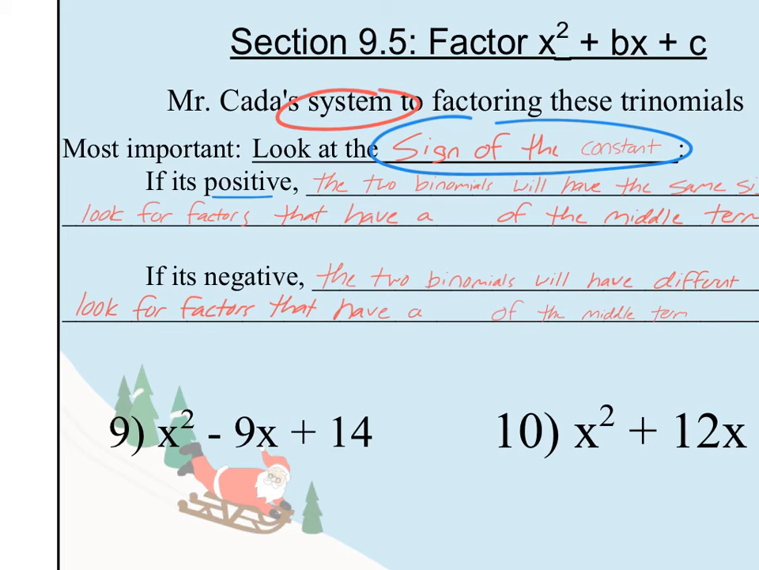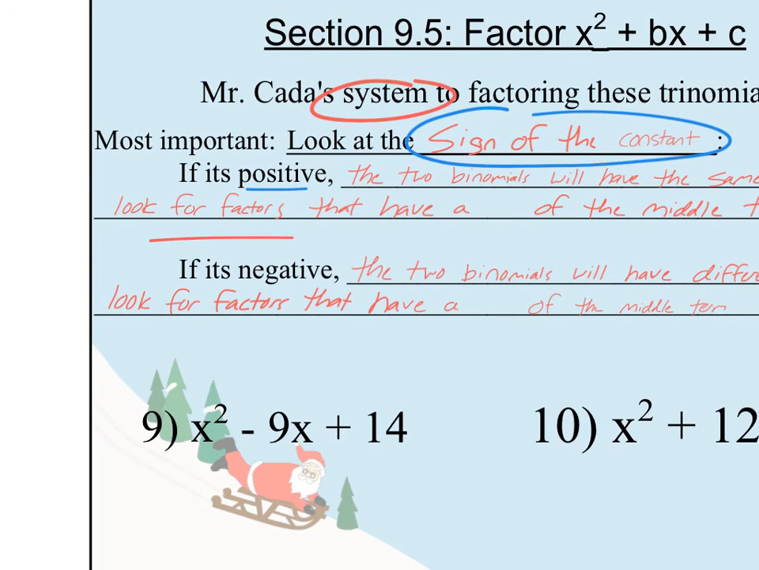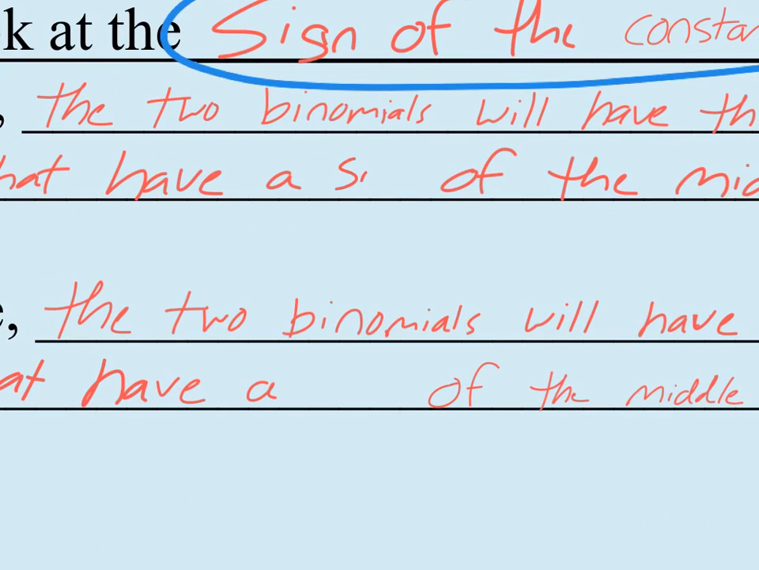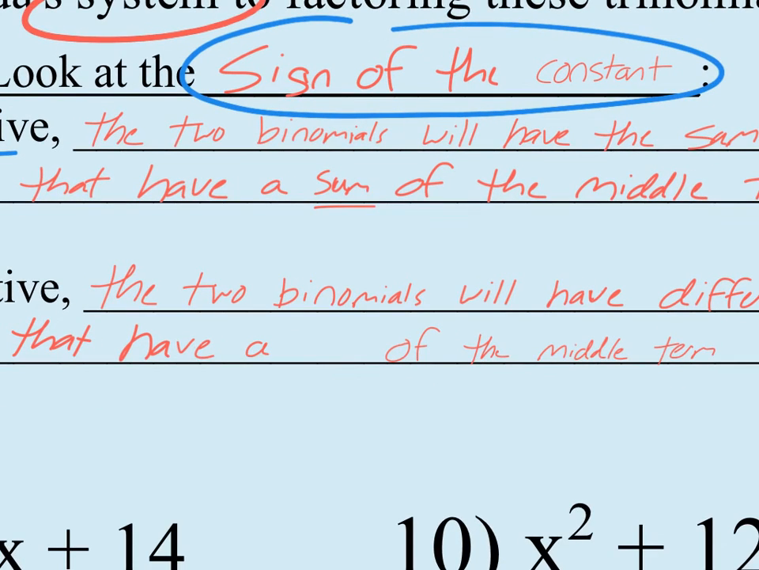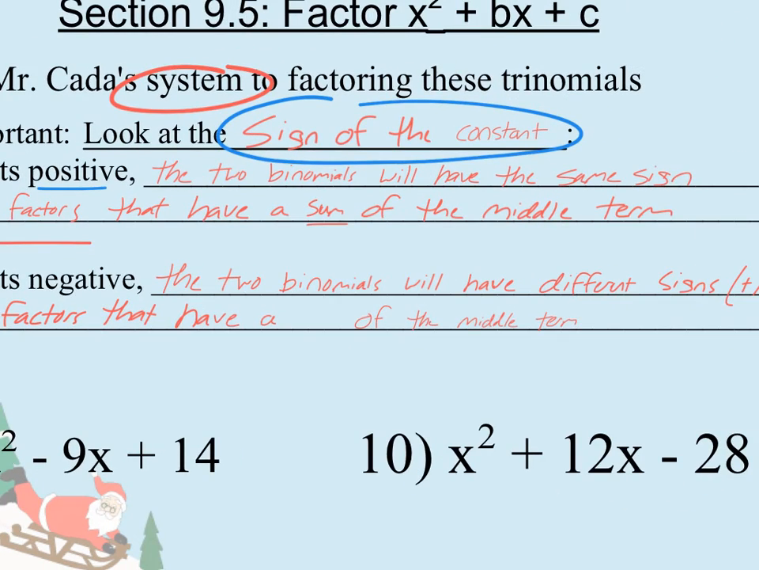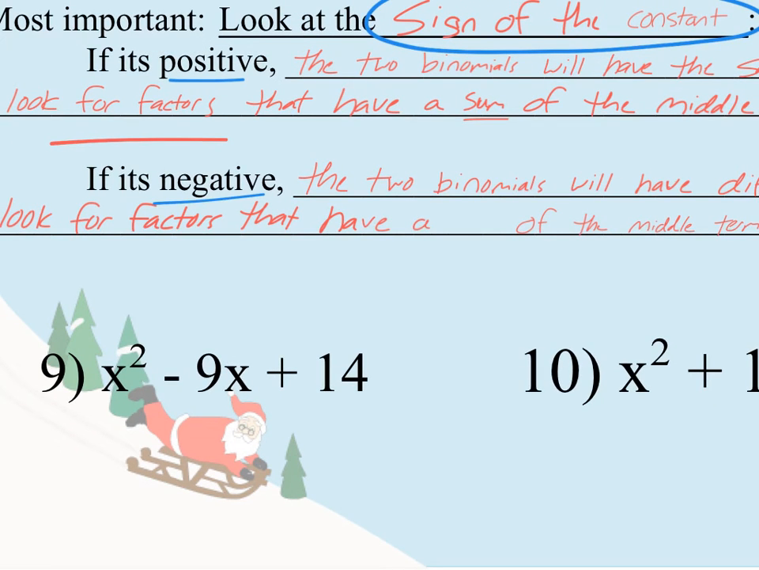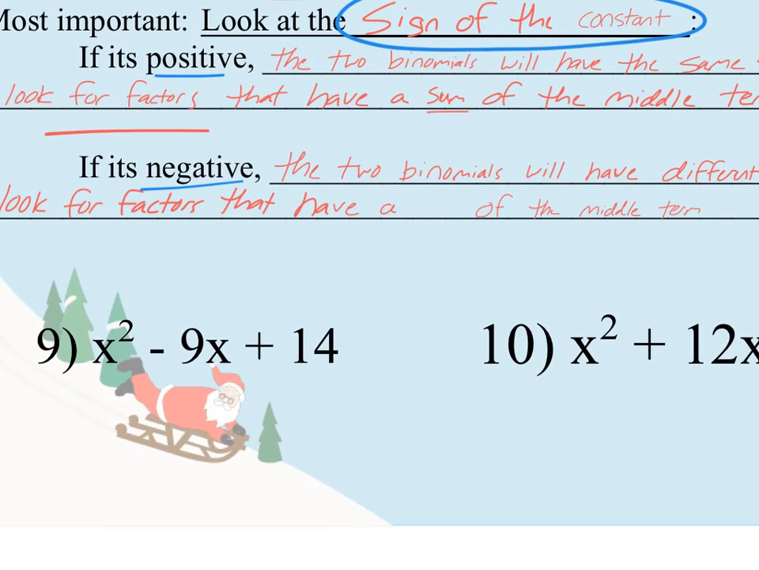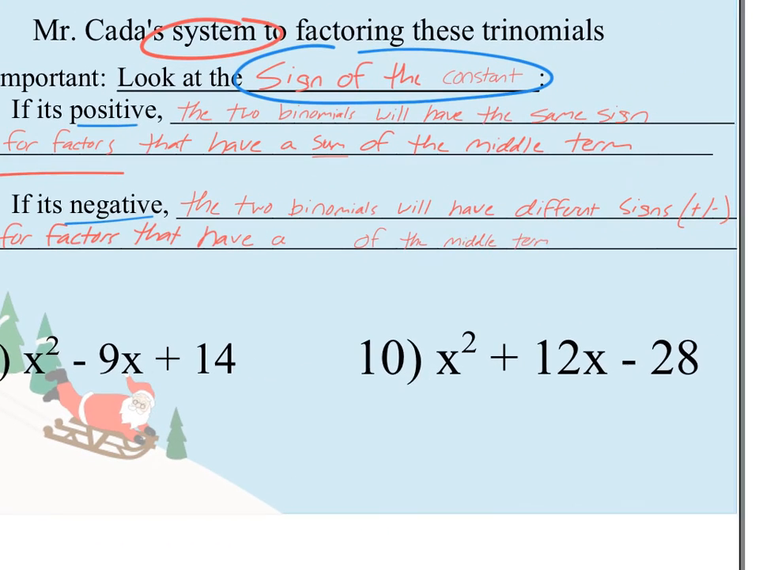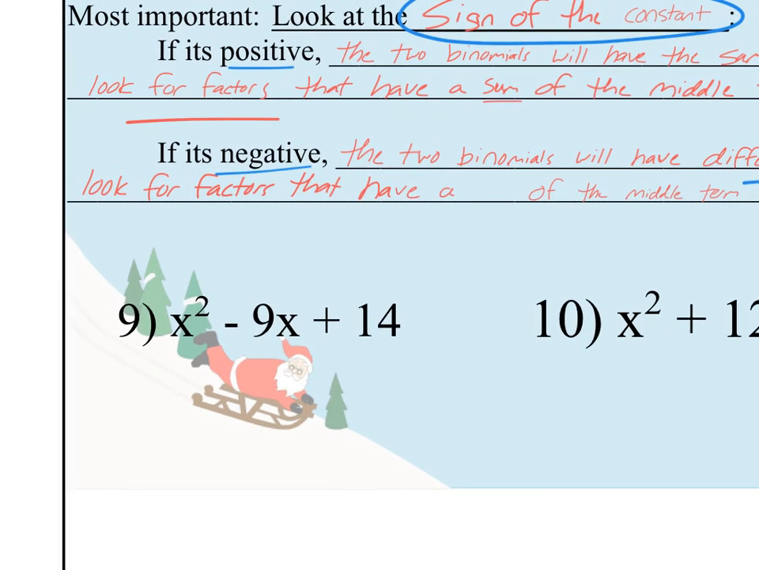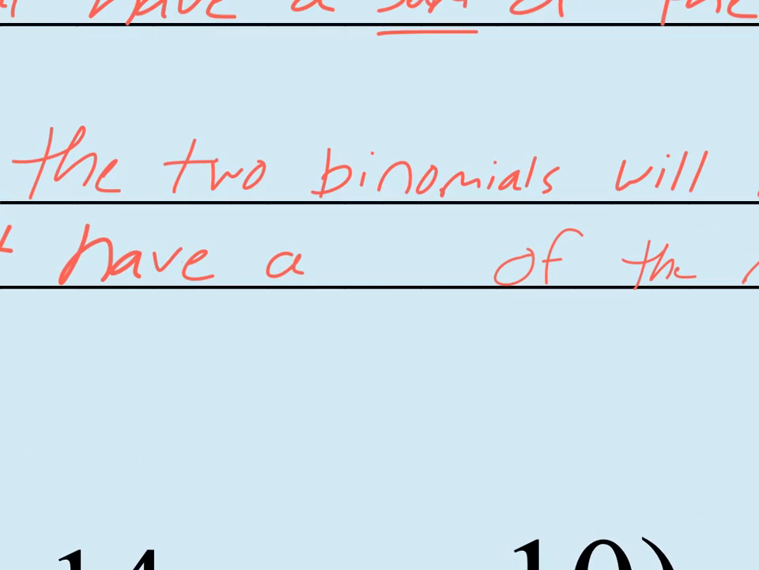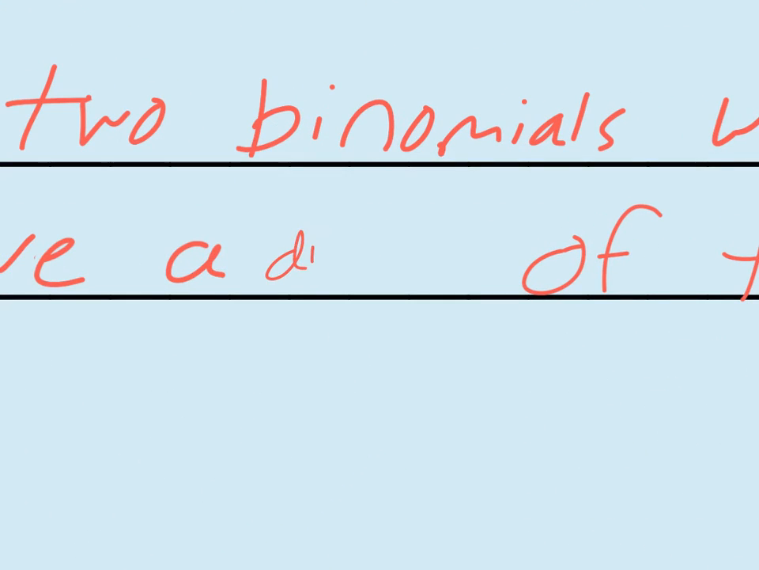And then when you're looking for what factors to use, look for factors that have a sum that will be the middle term, like they'll add together to equal the middle term, okay? If you look at that constant and it's negative, just like the examples we've done already, so we've done some of these, but now let's just put it in words and something you can write down, then the two binomials will have different signs, right? One will be positive and one will be negative, as we've shown. And then you've got to look for factors that have a difference.